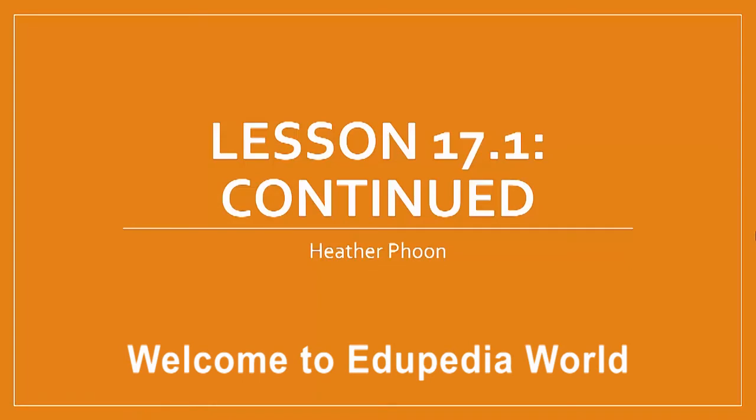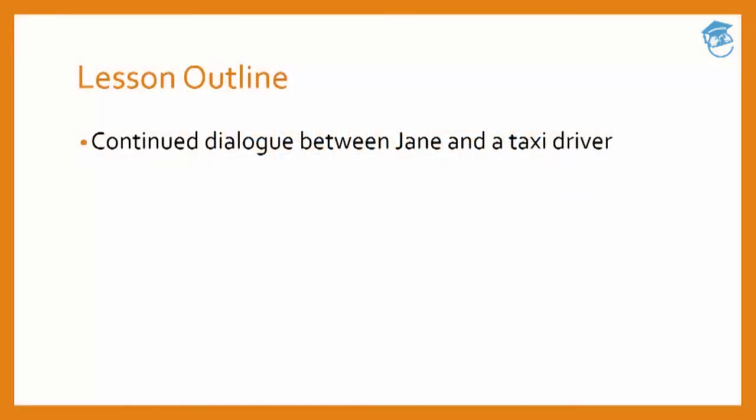We are now at lesson 7.1, where we'll continue on the conversation that happened during the previous lesson. So the lesson outline is pretty straightforward. It's the continued dialogue between Jane and the taxi driver. So Jane in the previous lesson was making a request to the taxi driver. Now in this lesson she has further requests, so let's see how she says it in Mandarin.